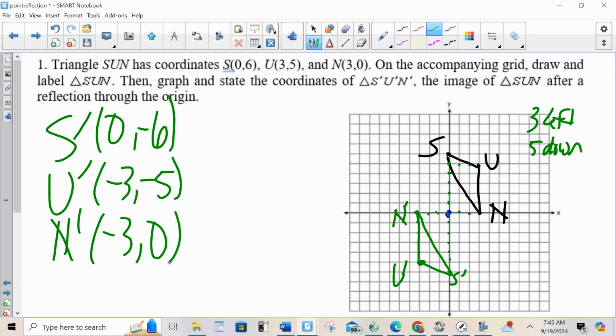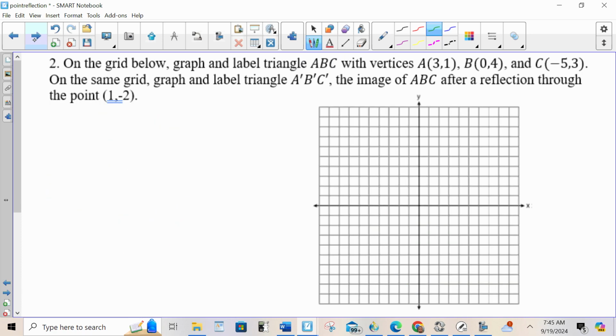Let's do another one. I've got A is 3, 1. I've got B is 0, 4. I've got C is -5, 3. Let's connect those. I probably should have been using lines this whole time, but whatever. It wants me to reflect it over or through the point 1, -2.